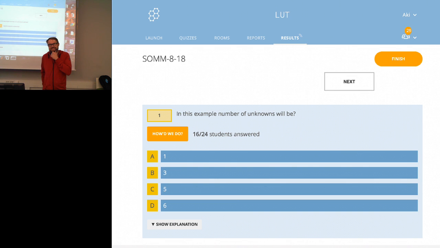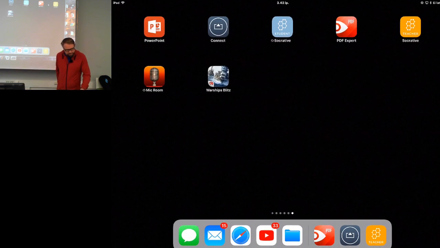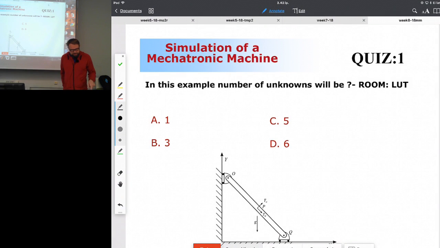Is it clear? You want to see the mechanism again? So this is the mechanism. The two numbers you need here are the number of generalized coordinates and the number of constraint equations. You're going to have two numbers, and then you have to do something with these two numbers. But what?